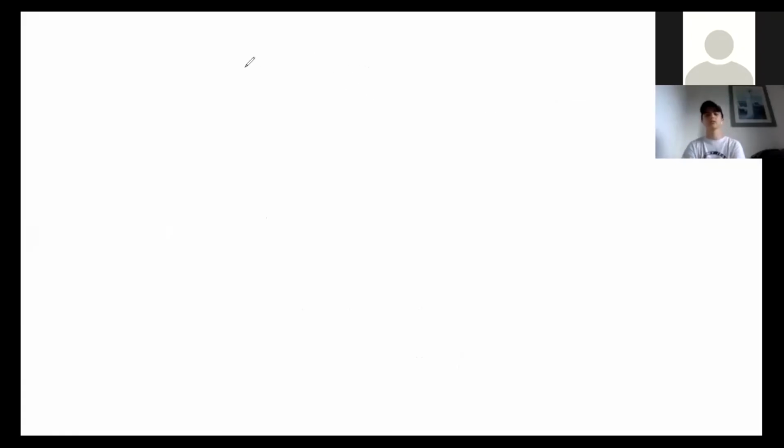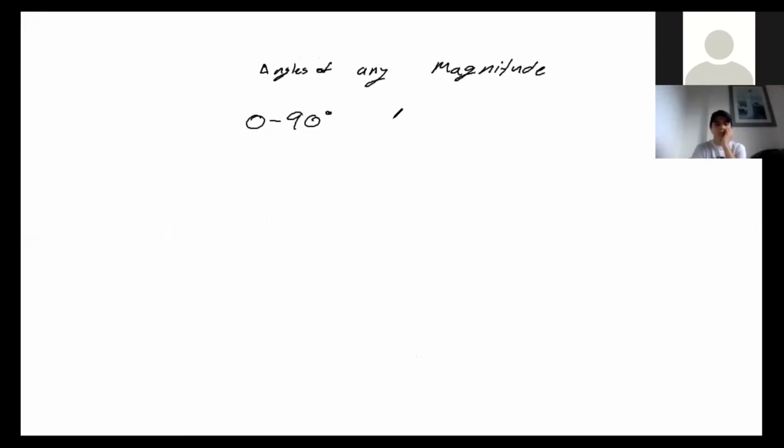So now we're going to be looking at angles of any magnitude. What I mean by this is, up until now, you've been working with angles of 0 to 90 degrees, right? But what if we want to work with angles bigger than that, say 180 degrees or 200 degrees or maybe even 325 degrees? Well, we're going to go over how to use those now in our sine, cos, and tan.